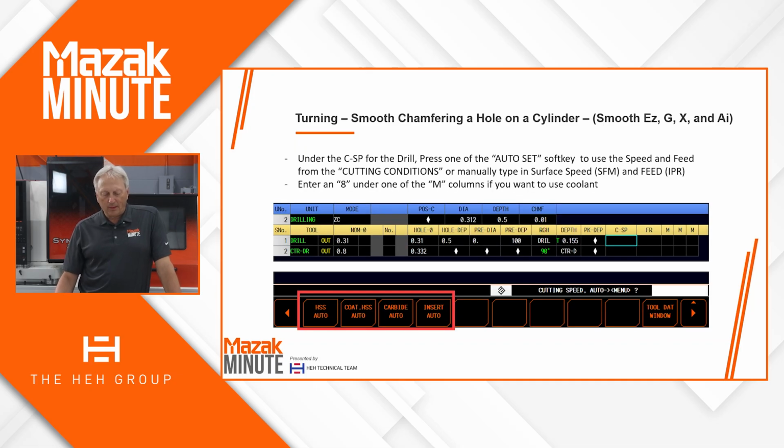If we look at the sequence data, you're going to see now that we have a drill out. We have the 0.31. I'm going to be drilling a 5/16 hole, a ½ inch deep. And you come over to your cutting speed and feed rate, and you're going to see, based on the material of the tool, you're going to select high speed, auto, coated high speed, carbide, or insert.